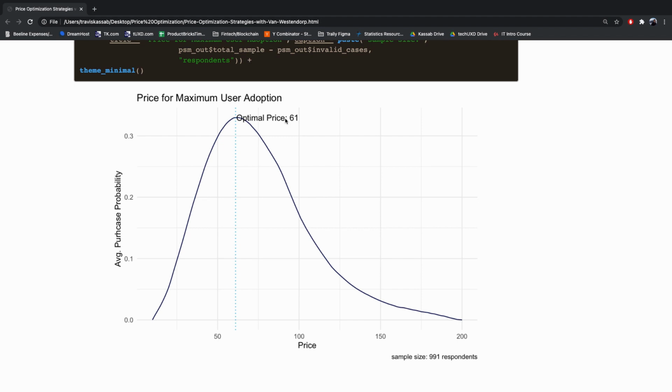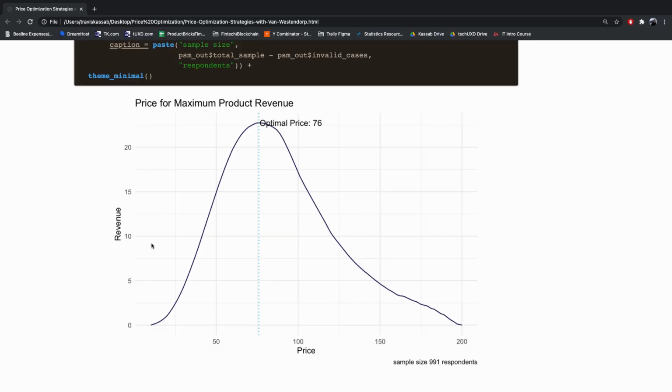Here's the demand curve to maximize user adoption. Here's the average purchase probability on the y-axis, and the maximum here, and we look at the price and we see that at $61, the maximum number of respondents will purchase and use this product. So this is how you maximize user adoption. You're going to have to price it a little lower than the $70 that was the optimal price point suggested by Van Westendorp. And this makes intuitive sense to us that we can get more people to sign up if we decrease the price. And this is the maximum here at $61.